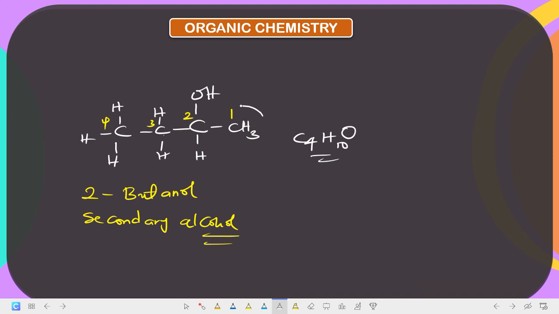If you look at this very well, this is one alkyl group here. Then from here like this is another alkyl group. So it has 2 different alkyl groups attached. Then you call it secondary alcohol. So this is 2-butanol. That is the IUPAC name. Now let's name another one.